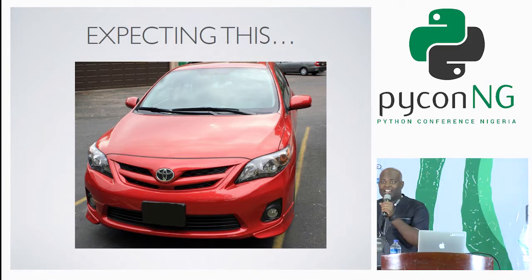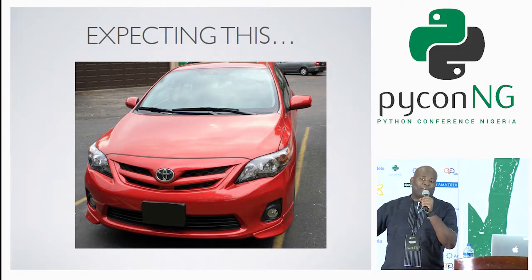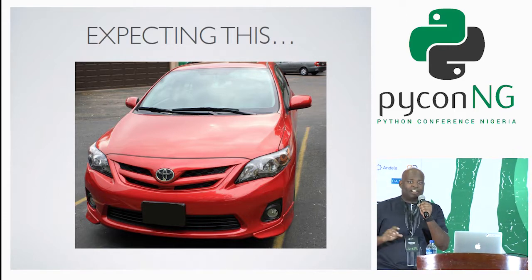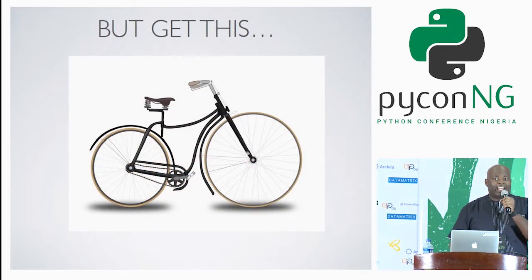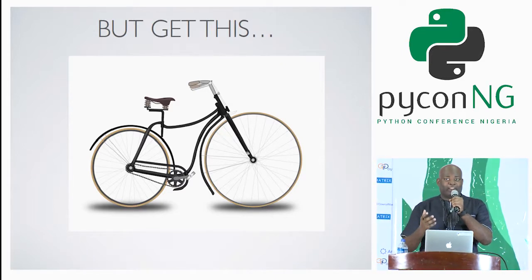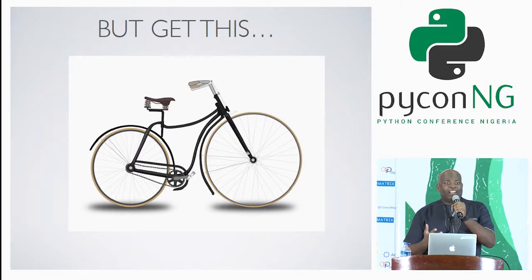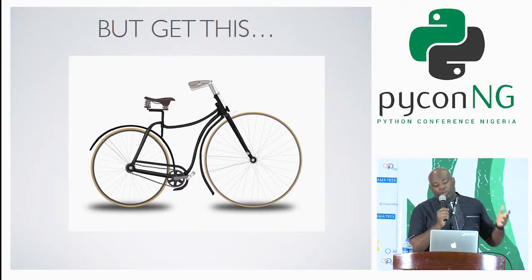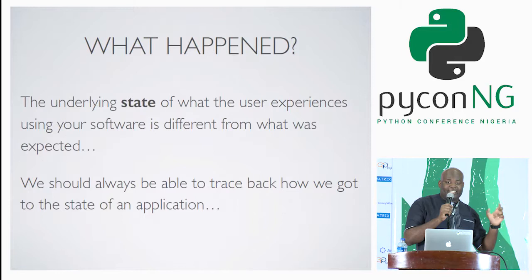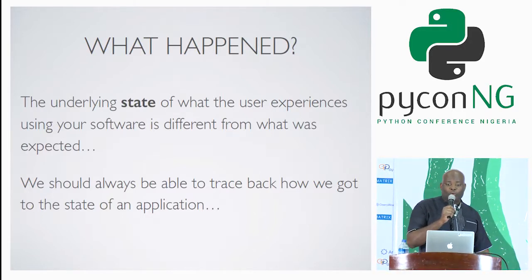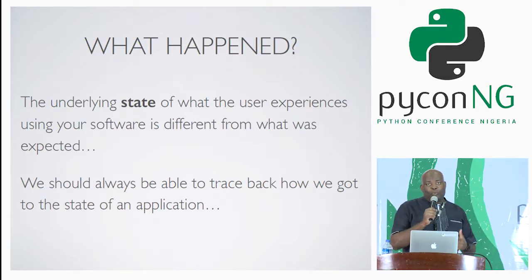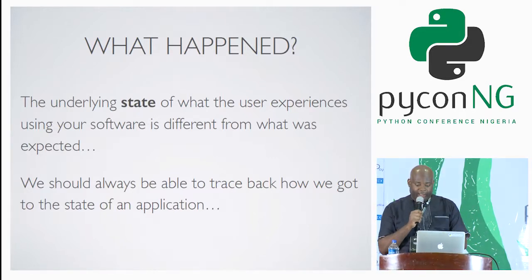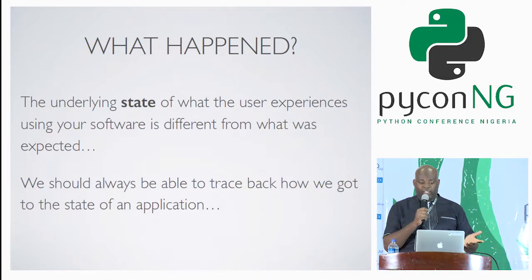Let's say Tunde thinks about the state of the bank account, right? He logs on that app. He thinks the state of that account balance field is enough to buy this car, right? But then he actually logs into the app, and sees all he has in there is enough to buy this bicycle. He's not going to be very ecstatic, and he's probably going to ask what happened, right? So essentially, what happened here is the underlying state of what the user experienced was different from what they expected. And what Tunde will want in that situation is to be able to trace back how the account balance got there. So that's really what this talk is about.